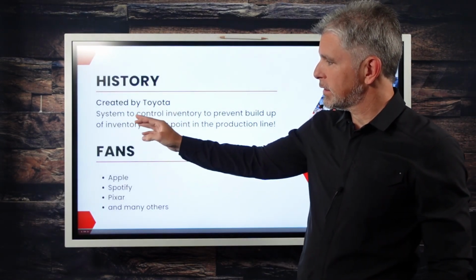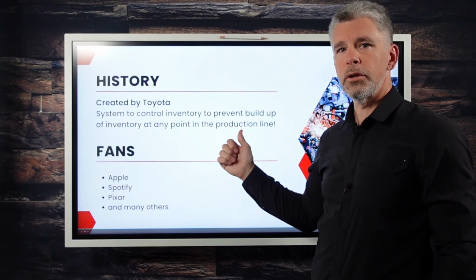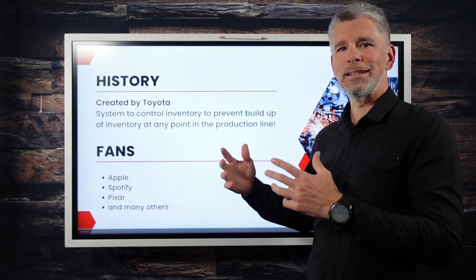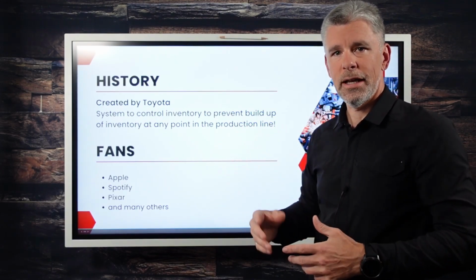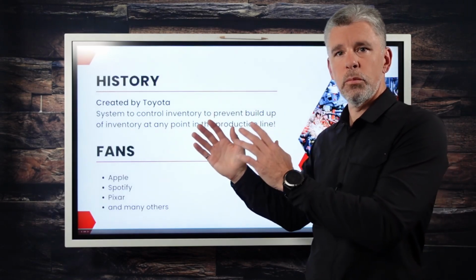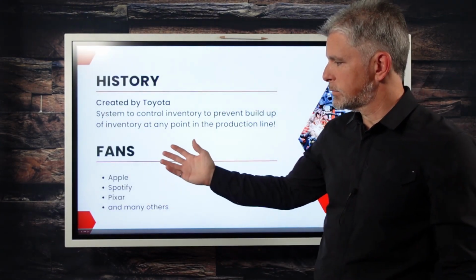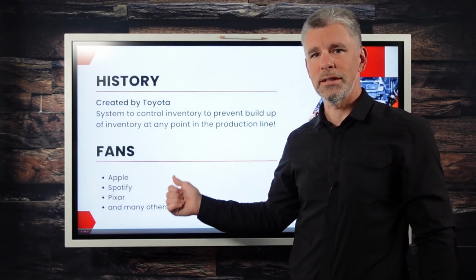Very quickly, the history of the Kanban, and that won't be very long. It was created by somebody at Toyota to control inventory and prevent buildup. It's more the history or the start of just-in-time, because they had a buildup of inventory in different sections, and that was an issue. With this, they were able to move from to do, to work, to done. And just to name a few, Apple, Spotify, Pixar, and many others are using Kanban.